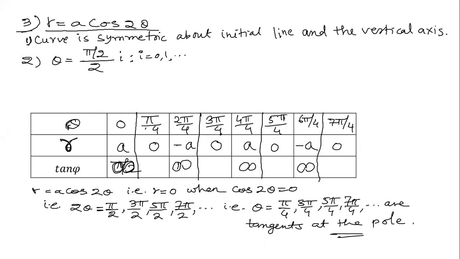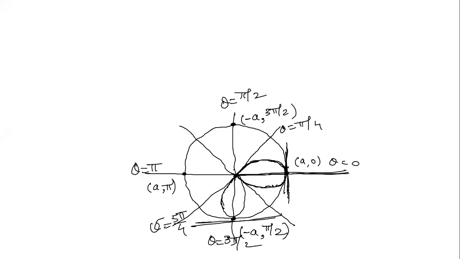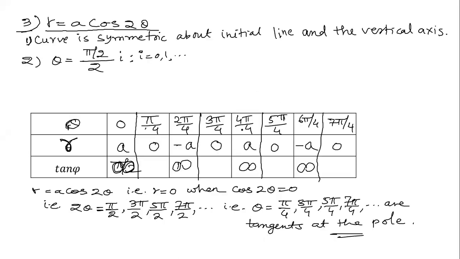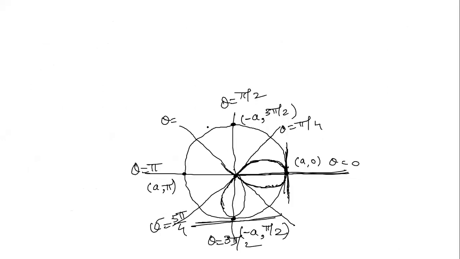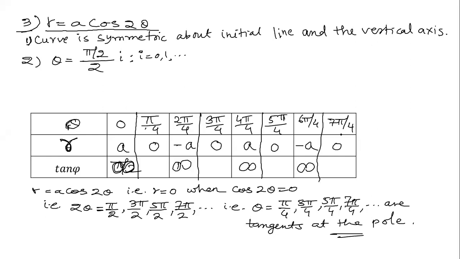Okay. After that, theta equal to pi and r equal to a in the same direction, with again this theta equal to 3 pi by 2 will be tangent at origin like this, and here phi is 90 degrees. So it will be like this. Theta equal to 5 pi by 4 is another tangent. So this is the third loop.